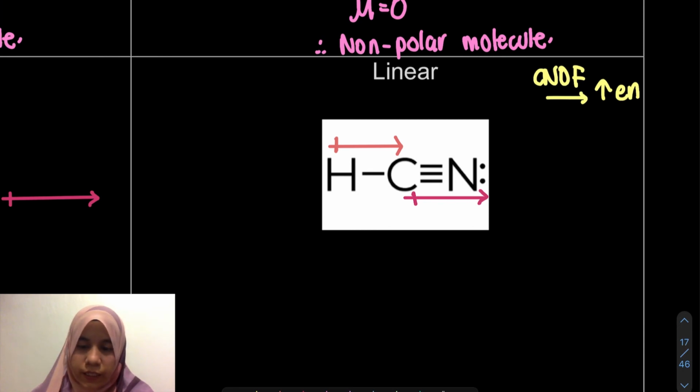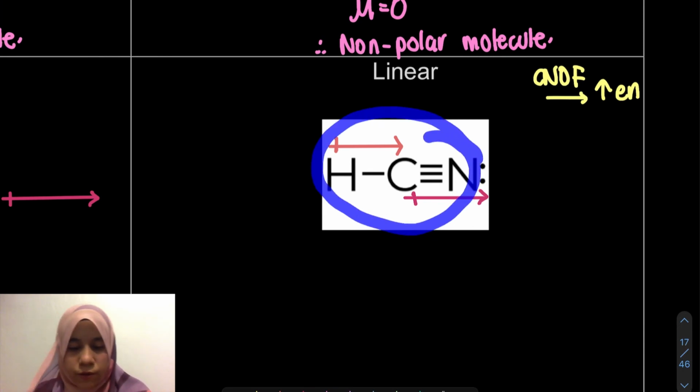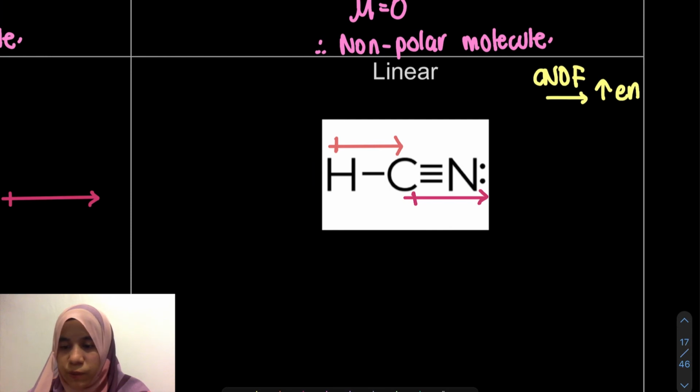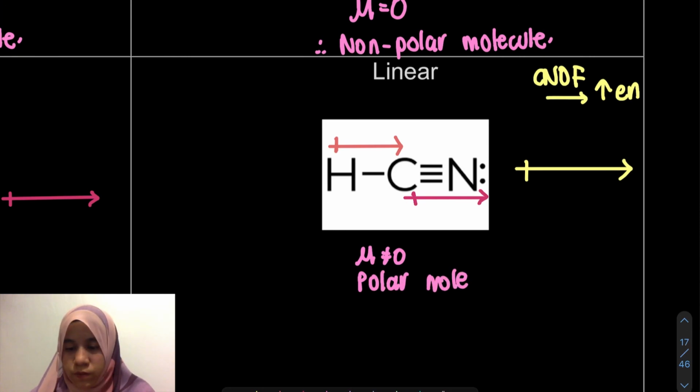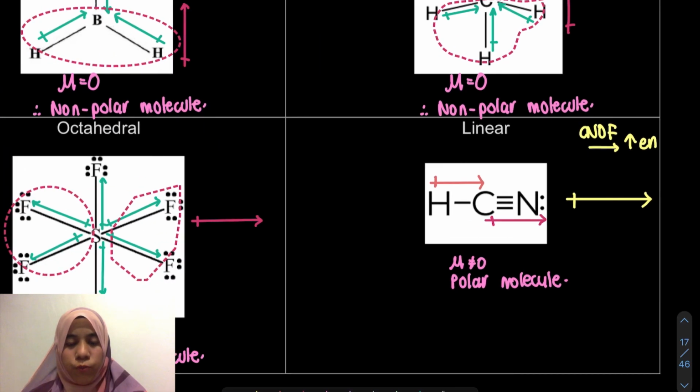So what is our resultant dipole moment? These are actually in the same direction, right? So when it is the same direction, the resultant dipole moment is all towards here. So, is it equal to 0? It is not equal to 0. Okay, so when it is not equal to 0, we have to write down mu is not equal to 0, then it will be a polar molecule.